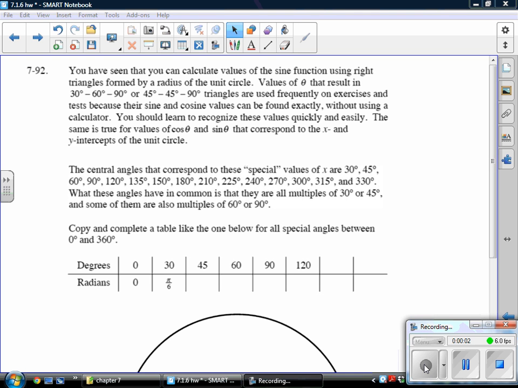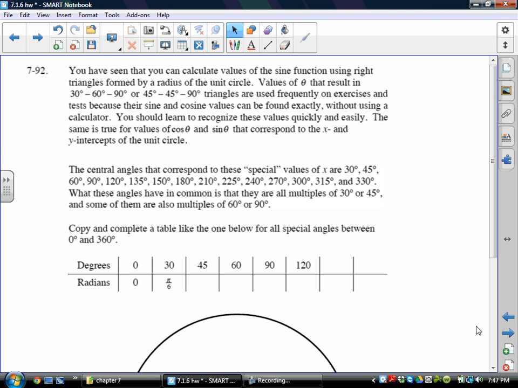This is problem 7-92 from section 7.1.6. This problem is basically about going from degrees to radians, and a lot of these degrees are related to these special triangles right here, 30, 60, 90, and 45, 45, 90. So all these values right here, if I know a couple of them, I can find the other ones.